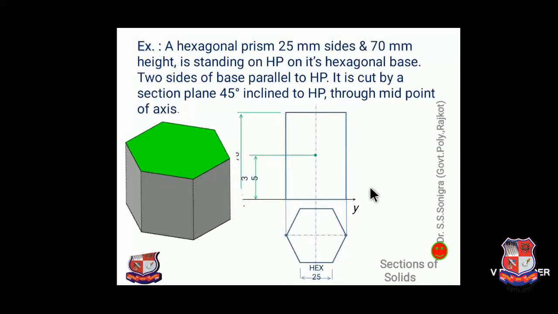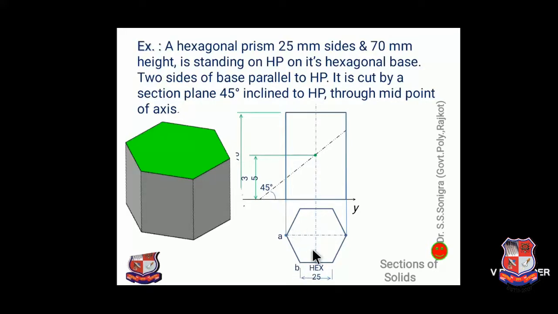Now it is bisected. See here, it is cut by a section plane 45 degrees inclined to HP through the midpoint of the axis. So find out the midpoint of this axis, which is at a distance of 35 mm from the XY line or 35 mm from this base. So mark a point over here at a distance of 35 mm on this axis, and from this point draw a line. This is the cutting plane line that makes an angle of 45 degrees with the XY line. This angle is 45 degrees.